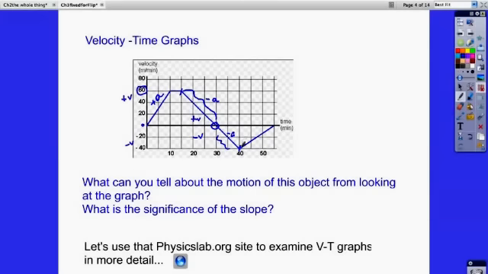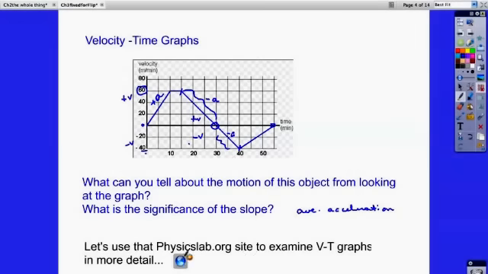And then here it reaches a maximum speed, a velocity of negative 40, and then it starts slowing down again, still moving in the same direction. This is speeding up, this is slowing down, and then coming to rest, a velocity of 0 at 55 seconds. The significance of slope, remember, the slope is equal to the average acceleration. Positive slope, positive acceleration, negative slope, negative acceleration.